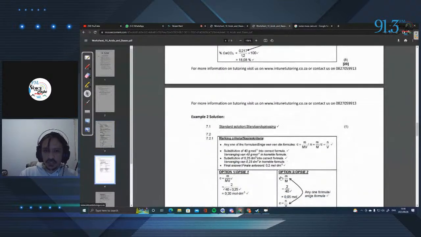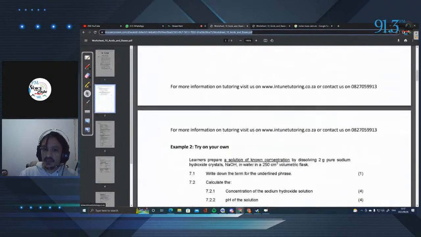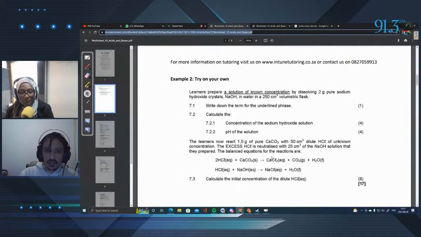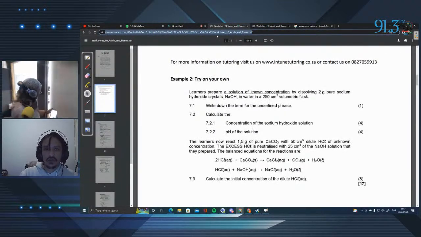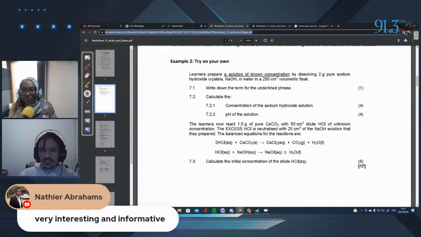So unfortunately, we don't have time to get to the second example, but it basically follows the same trend. So if you want, you can go ahead and download this worksheet from the In Tune website, and you can try the second example. In conjunction with the video that we just had, you can go ahead and try solving it for yourself using the same method.